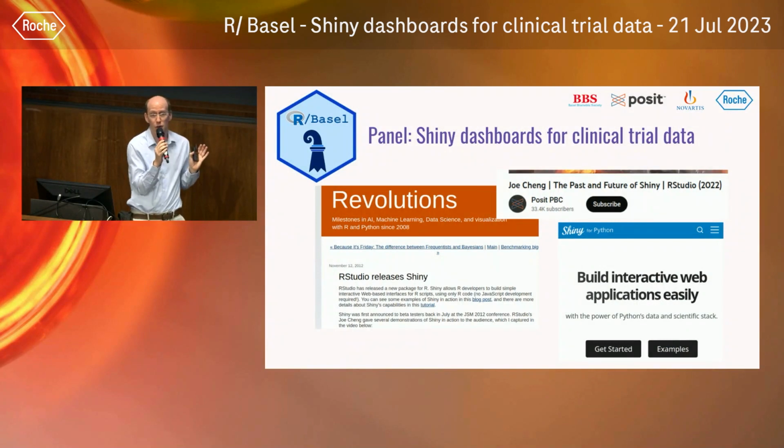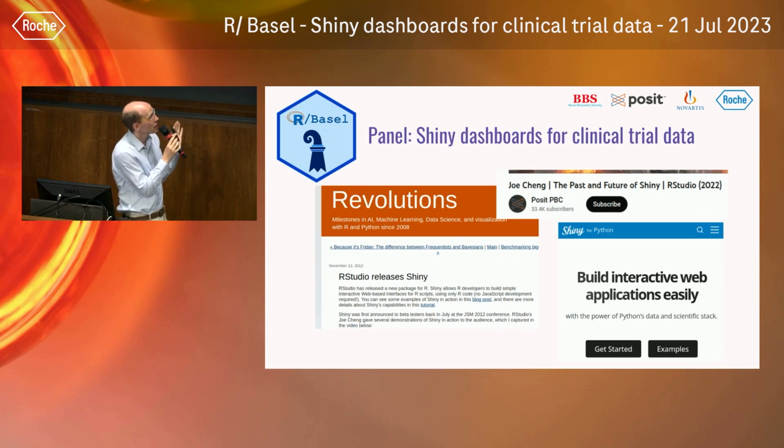The one slide I want to show is how old or young Shiny actually is. Let me go back. My heading is not here, but that's okay. The history started 11 years ago. I learned this when I went on YouTube and looked at Joe Cheng's presentation, which I can very much recommend, The Past and Future of Shiny, that he gave at our RStudio conference last year. In July 2012, there was a JSM session, and it was not even a scheduled presentation.